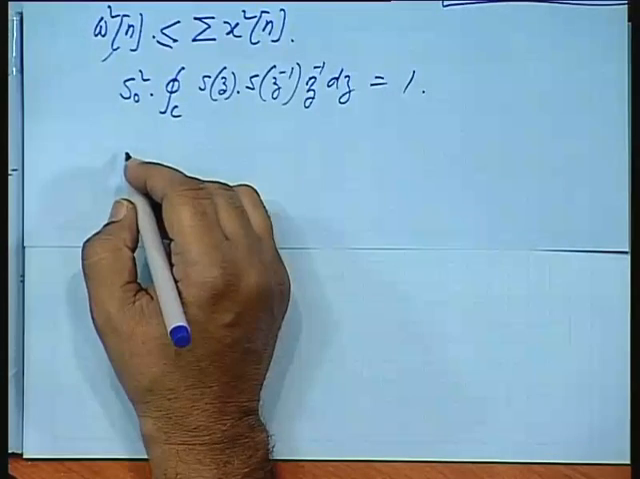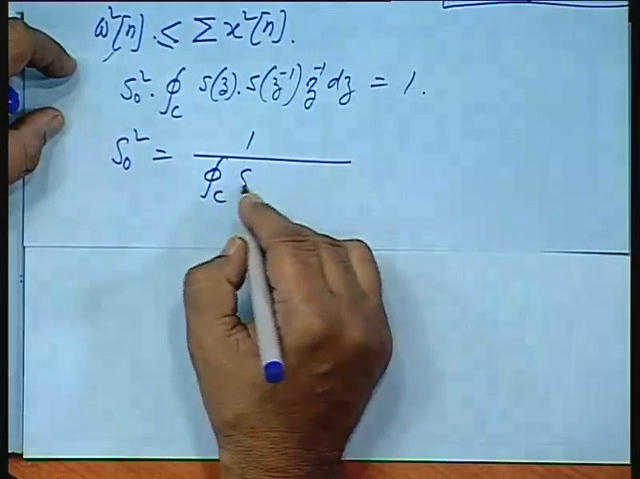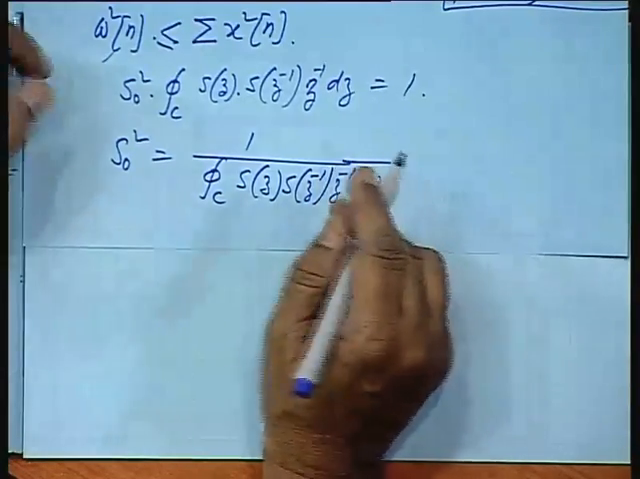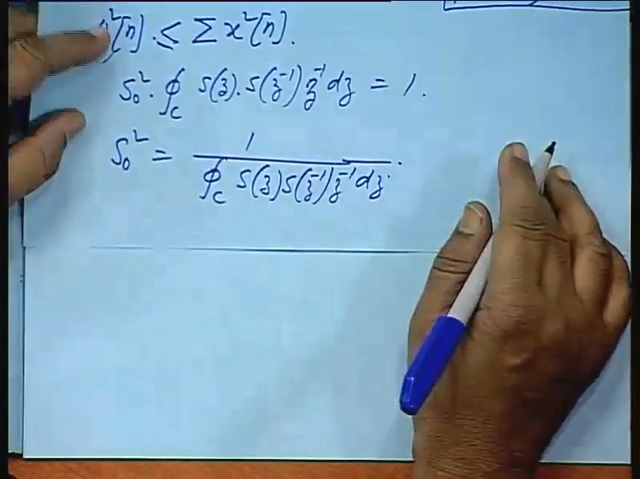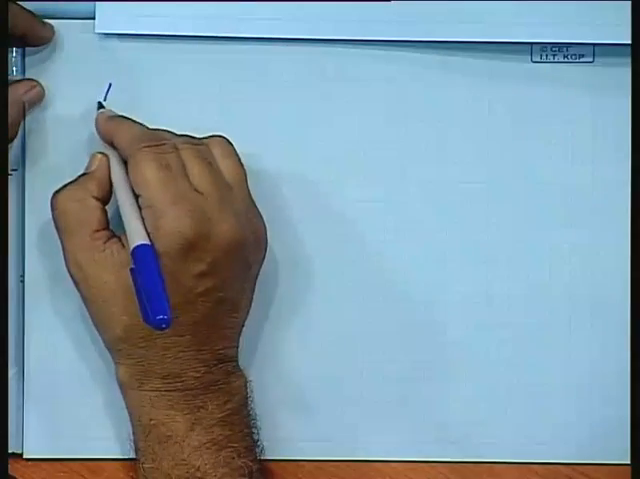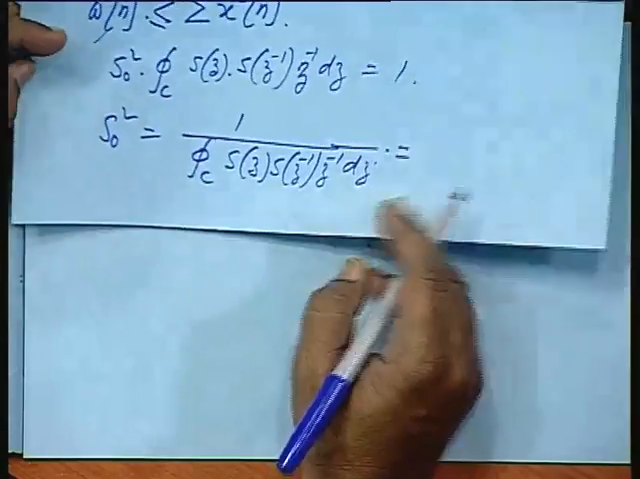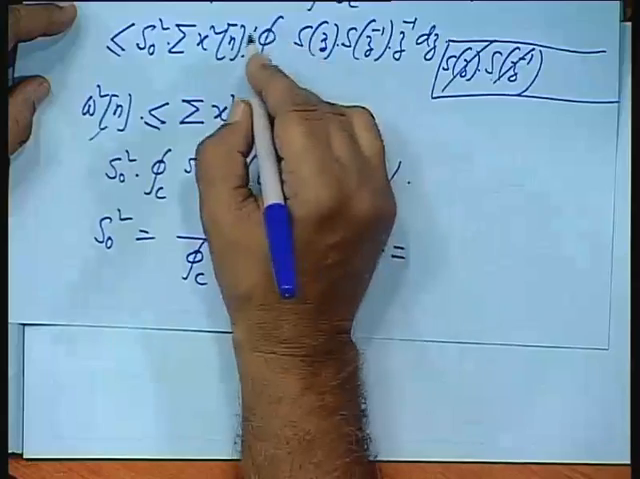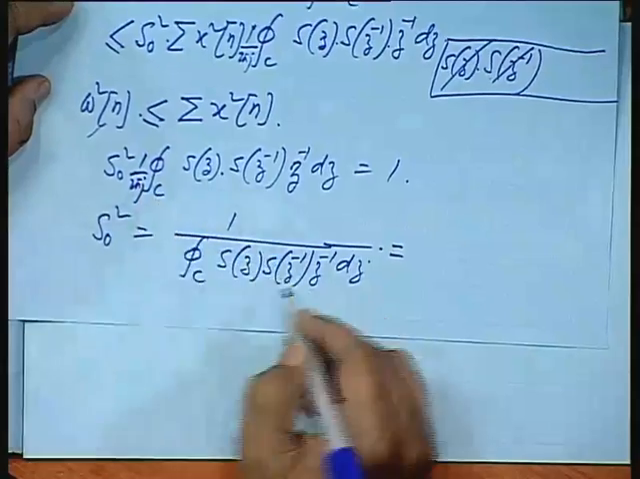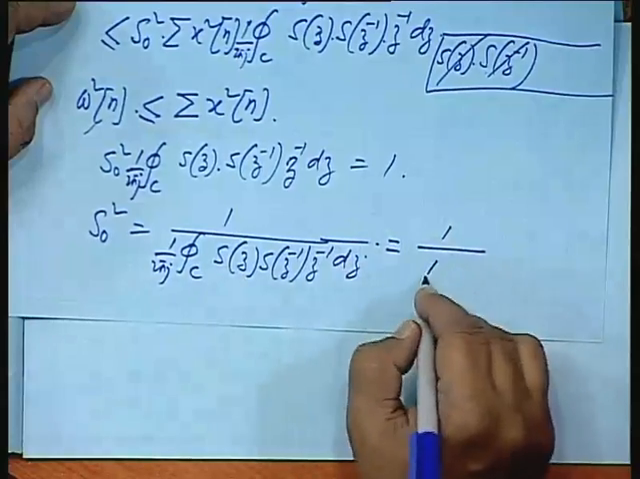So S naught squared is equal to 1 by this quantity. I call this integration 1 by 2 pi j. There was a 2 pi j missing somewhere here. We have made a small slip, 2 pi j. So 1 by 2 pi j. So this integral I call it I.